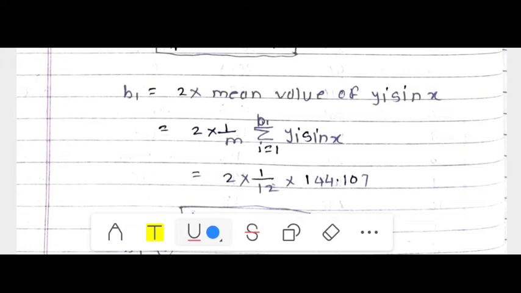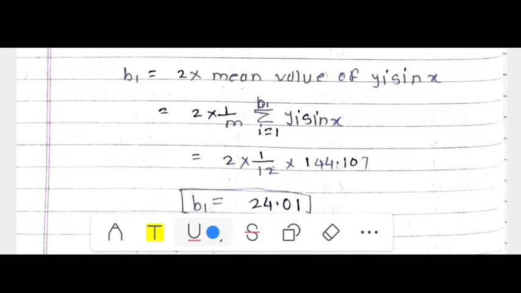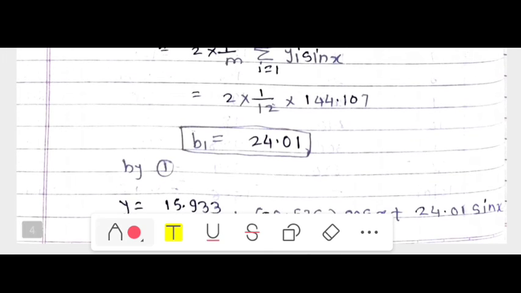Now b1 is equal to 2 into the mean value of yi into sin x, which is equal to 2 into 1 upon m summation, i runs from 1 to 12, yi into sin x, which is equal to 2 into 1 by 12 into the summation from the table, which is 144.107. By calculating this, we get b1 is equal to 24.01.